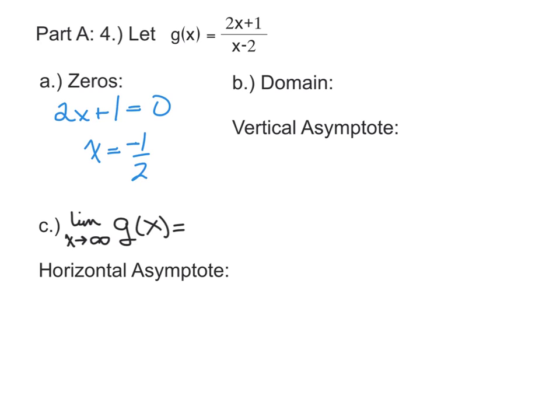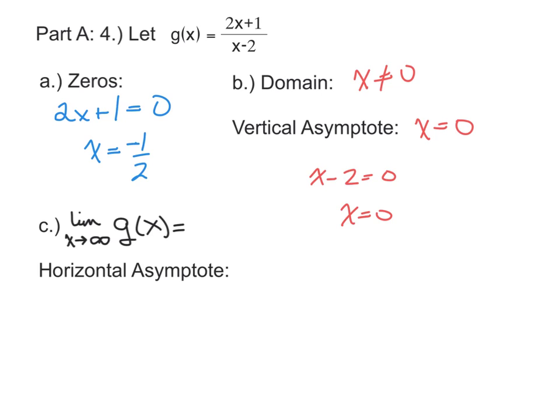For the domain and the vertical asymptote, we take the denominator and let that equal 0, so x minus 2 is equal to 0. So x equals 2. As far as the domain is concerned, the denominator cannot equal 0, so x cannot equal 2. When it comes to the vertical asymptote, then, that's the vertical line with the equation x equals 2.